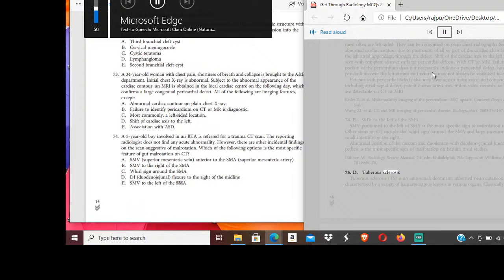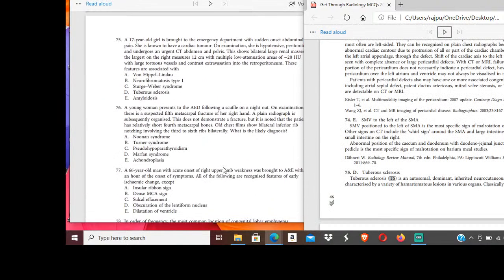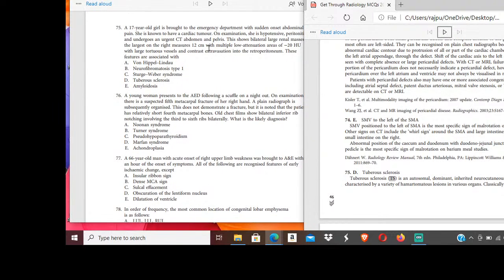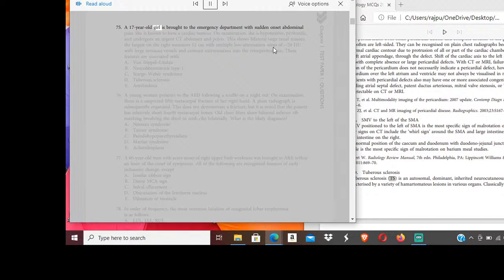75. D. Tuberous sclerosis, TS. 75. A 17-year-old girl is brought to the emergency department with sudden onset abdominal pain. She is known to have a cardiac tumor. On examination, she is hypotensive, peritonitic, and undergoes an urgent CT abdomen and pelvis. This shows bilateral large renal masses. The largest on the right measures 12 centimeters with multiple low attenuation areas of -20 with large tortuous vessels and contrast extravasation into the retroperitoneum.